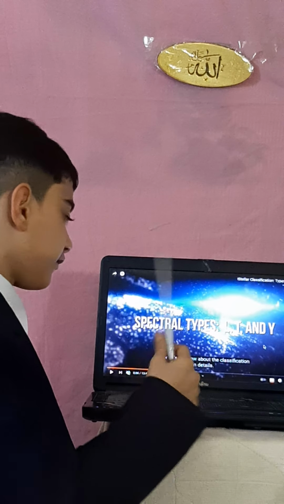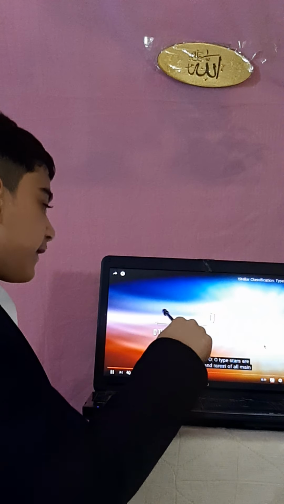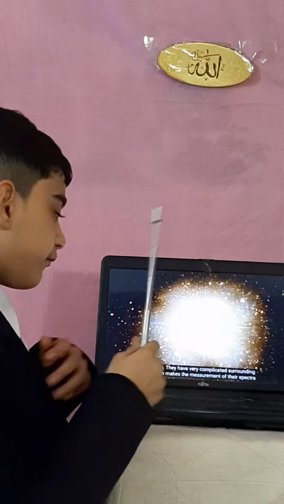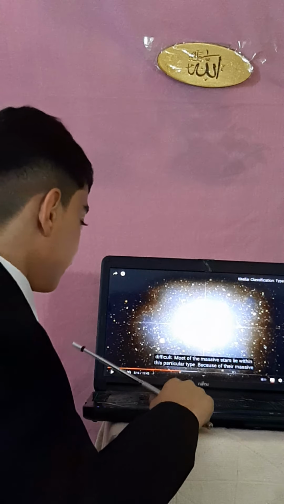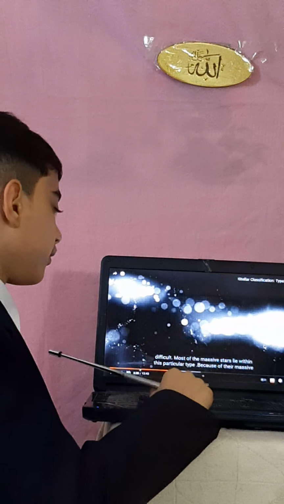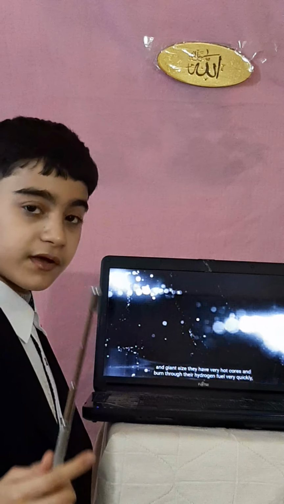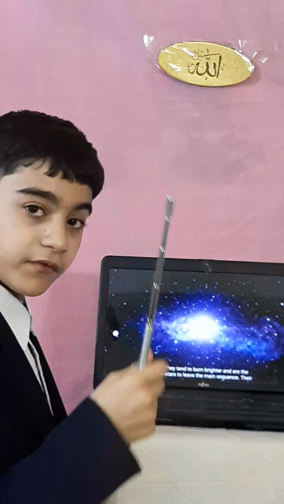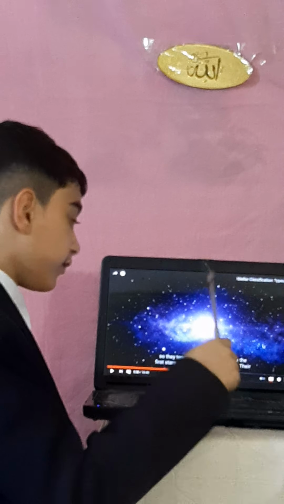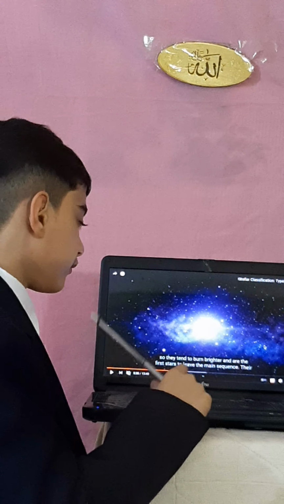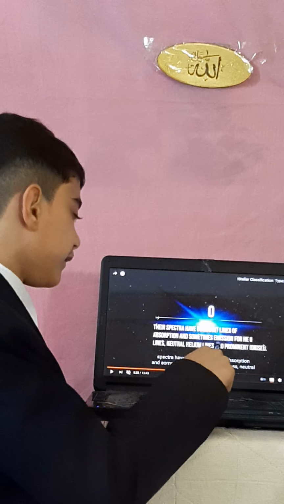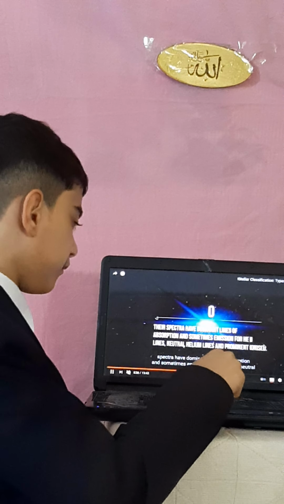Now let us look at the classification in detail, starting with the letter O. O type stars are the hottest, most luminous, and rarest of main sequence stars. Most of the massive stars lie within this type. Because of their massive size, they have very hot cores and burn through hydrogen fuel very quickly. So they burn brighter, and are the first stars to leave the main sequence. Their spectra have dominant lines of absorption and sometimes emission.